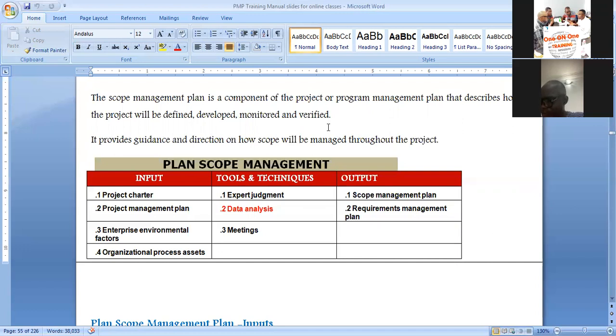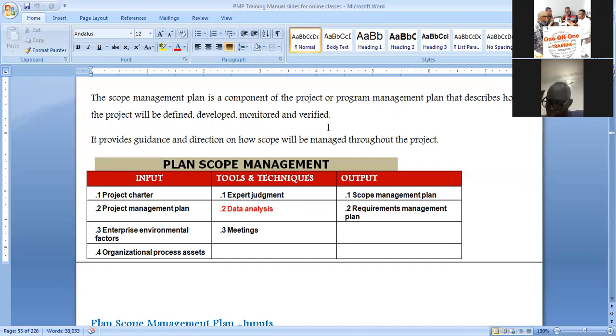Okay, let's start. You have the 6 written down there already? Yes: plan scope, collect requirements, define scope, create WBS, validate scope, and control scope. Go back to where you wrote collective requirement and edit it to collect requirements.